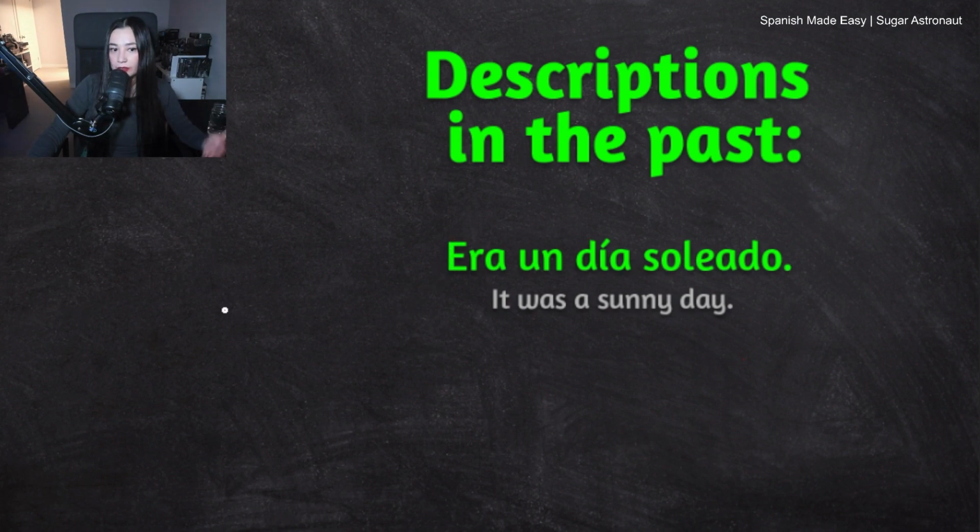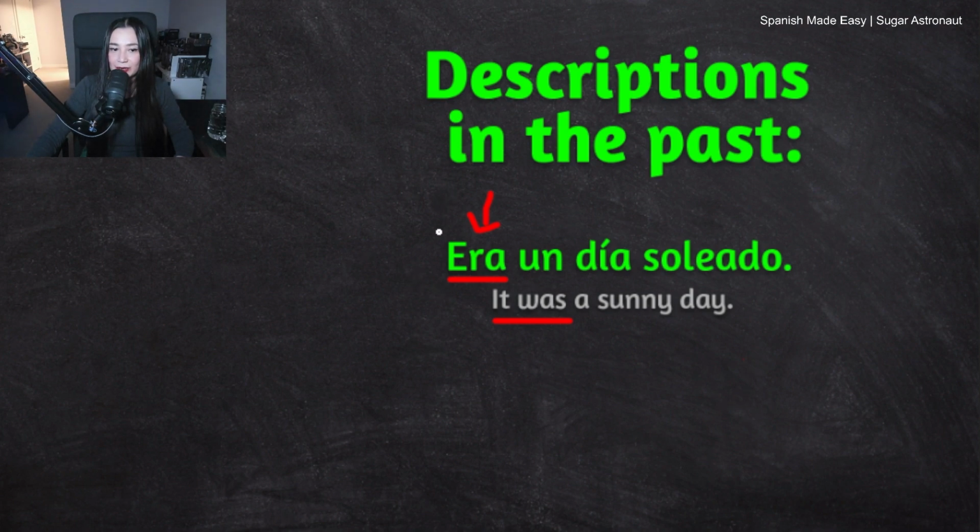So we are describing how the day was in the past. So era is el imperfecto. Era, here you can see the imperfect tense, and this verb is the verb ser. And remember, the verb ser means to be, and it's a very irregular verb, so you need to pay attention to its specific conjugation. So era means it was.